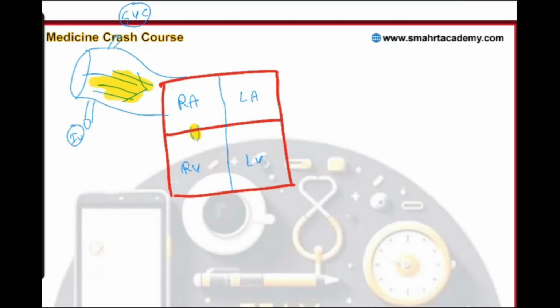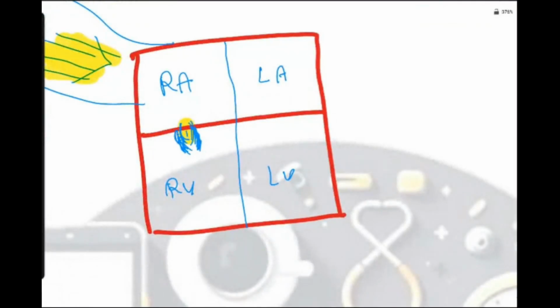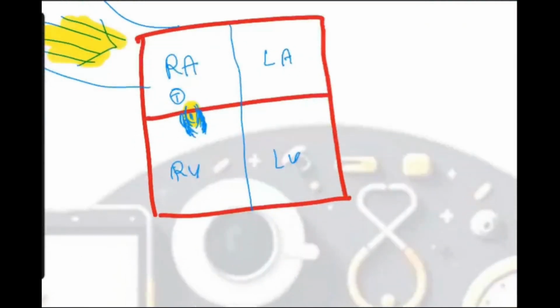So through this valve, what is this valve? Anybody? The valve between the right atrium and right ventricle. Is it bicuspid or tricuspid? Very good. Tricuspid valve. So it has three cusps.